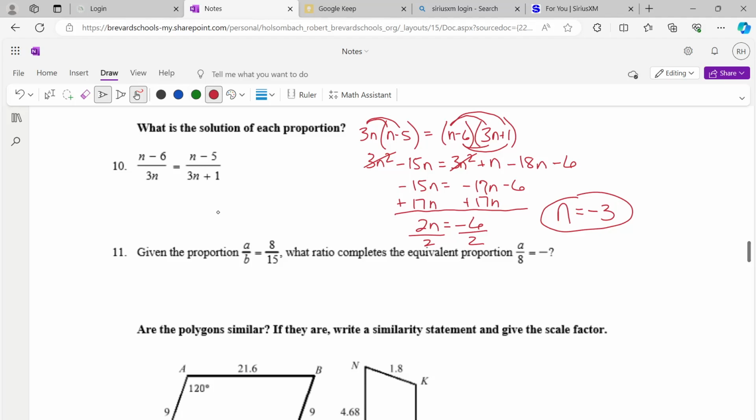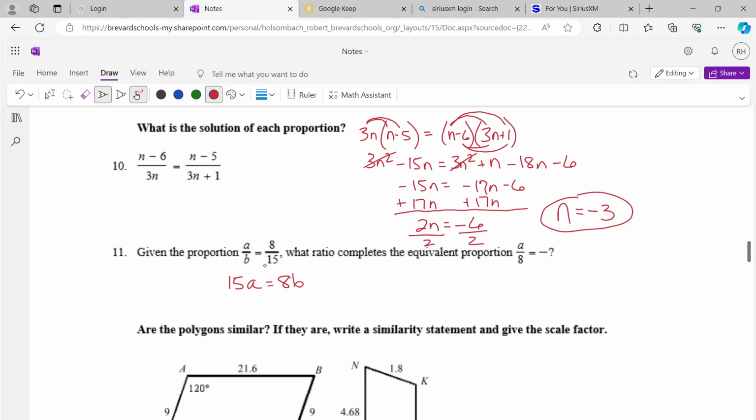And problem number 11 should look familiar. We've got a over b equals 8 over 15. What ratio completes the equivalent proportion? All right, so if we crisscross multiply this original proportion, a times 15 is 15a, and it's equal to 8 times b, which is 8b.